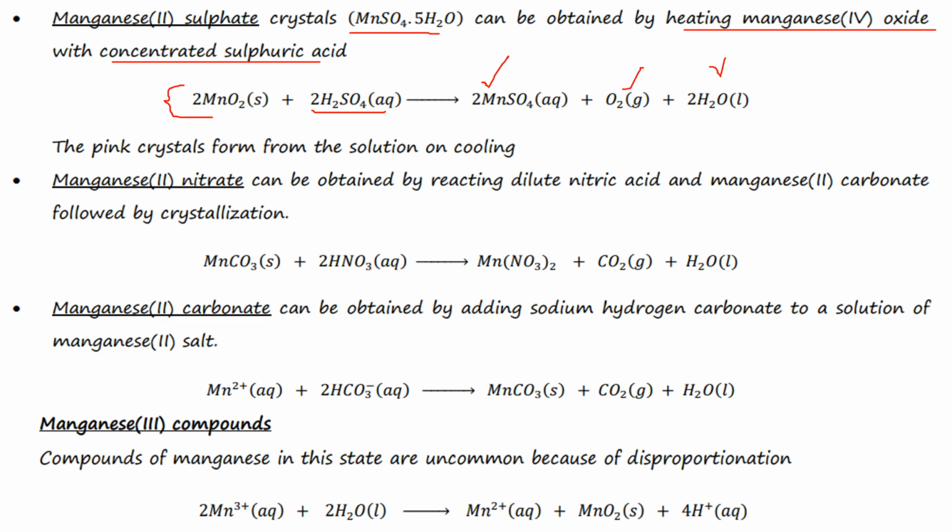Now the pink crystals form from the solution that is going to be present on cooling. When you're writing this initially, you're going to have manganese(II) sulfate together with oxygen being evolved and water. But when you allow the reaction to cool, you're going to be forming your pink crystals as the solution is cooling. Now let's look at also manganese(II) nitrate, or preparation of manganese(II) nitrate.